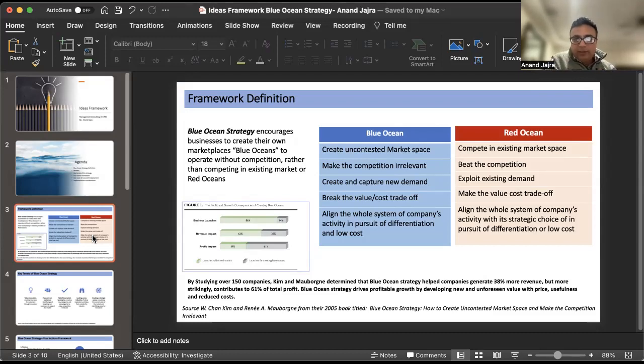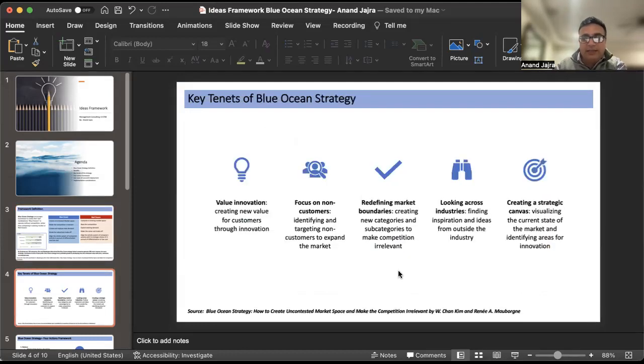Kim and Mauborgne determined that by using blue ocean strategy, even though the revenue impact is 38% for the launches, the profit impact could be as high as up to 61%, which means the growth coming from blue ocean strategy is very profitable and it brings new and unforeseen value along with price, usefulness, and even reduced cost for the customers. Going to the next slide, these are the five key components of blue ocean strategy.